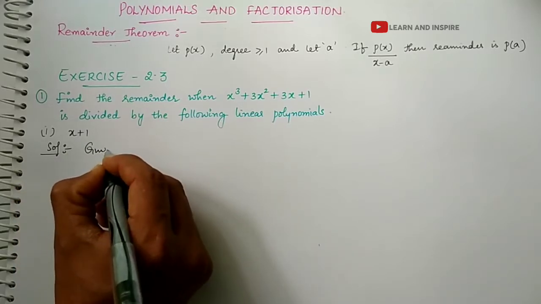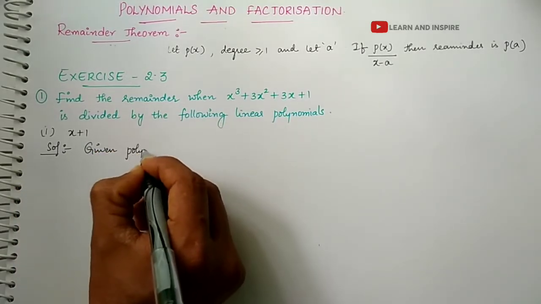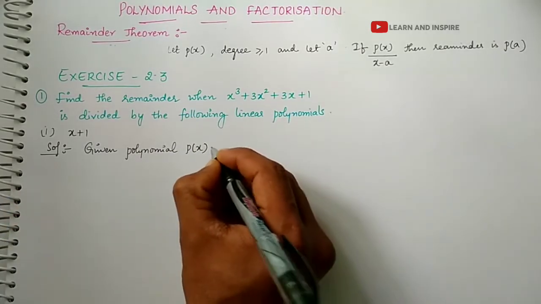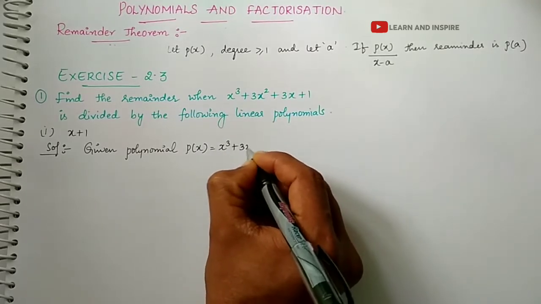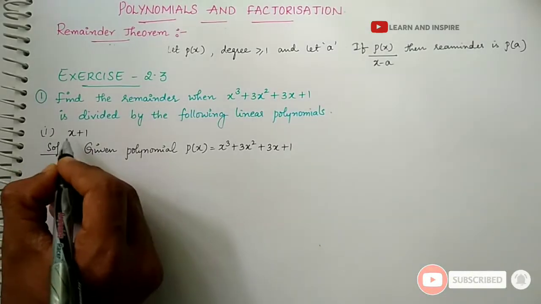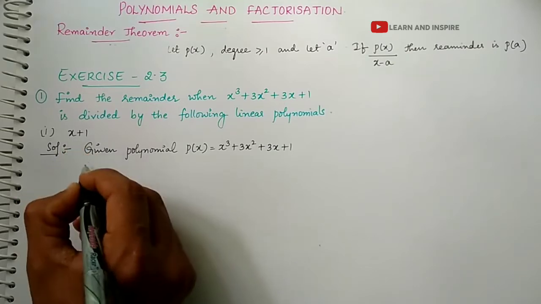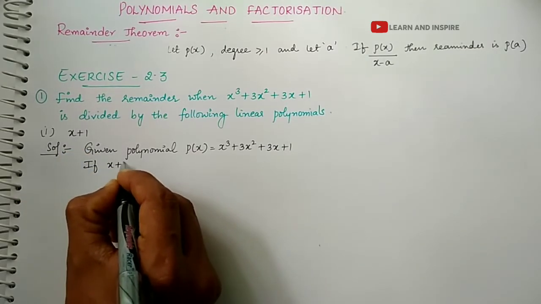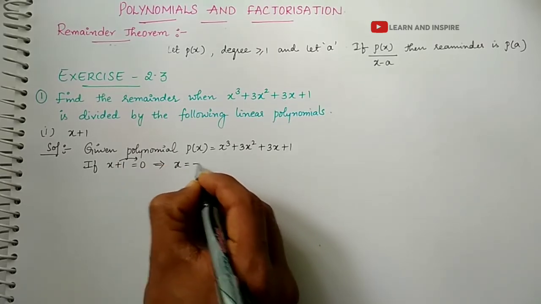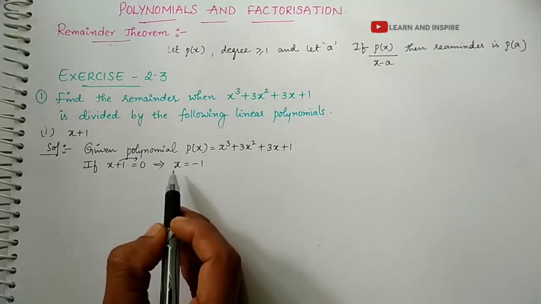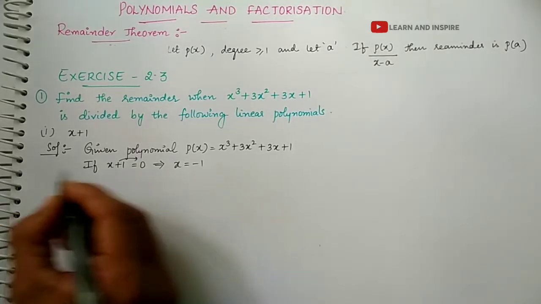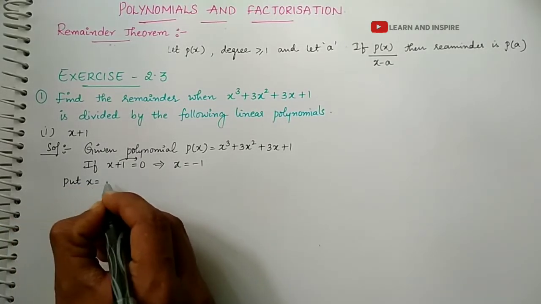First I write the given polynomial. Very simple problems. Given polynomial p of x equals x cube plus 3x square plus 3x plus 1. The first linear polynomial is x plus 1. To find the value of x, if x plus 1 equals 0, then transposing plus 1 we get x equals minus 1. So we substitute x equals minus 1 in the given polynomial, and from that we can find the remainder. So put x equals minus 1.